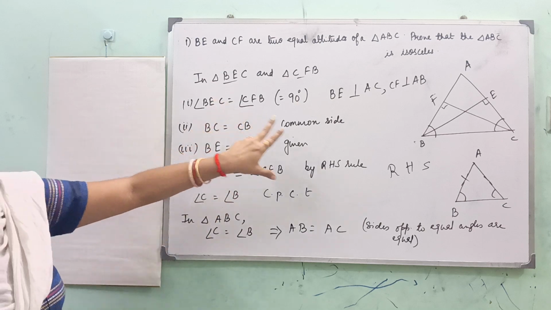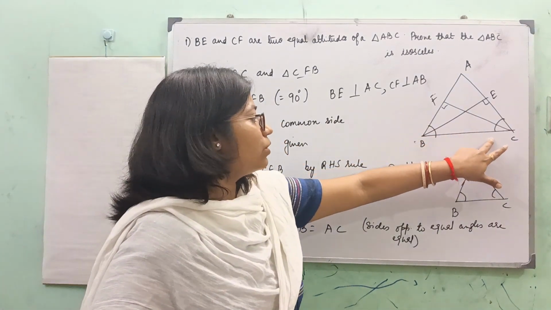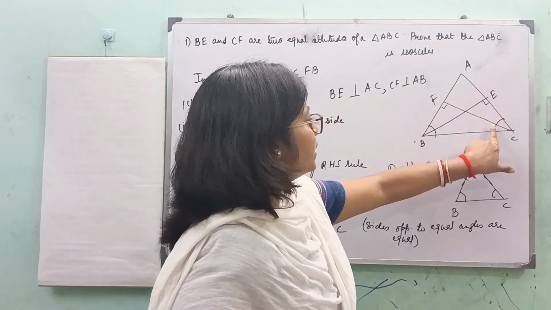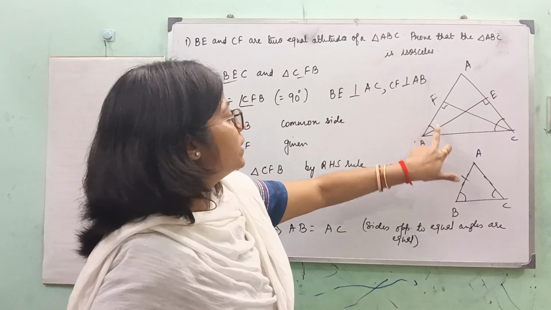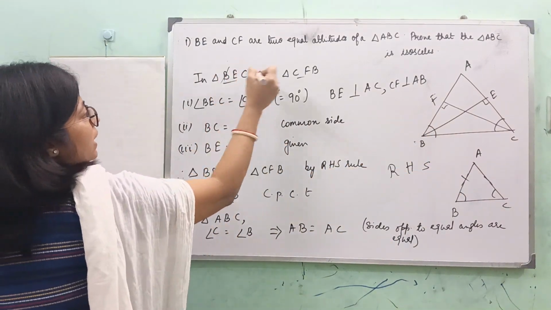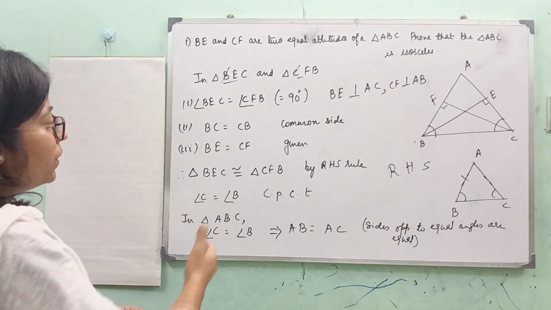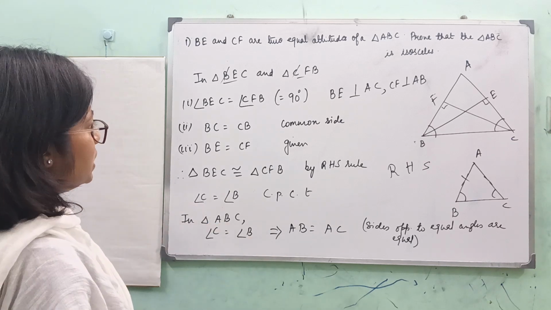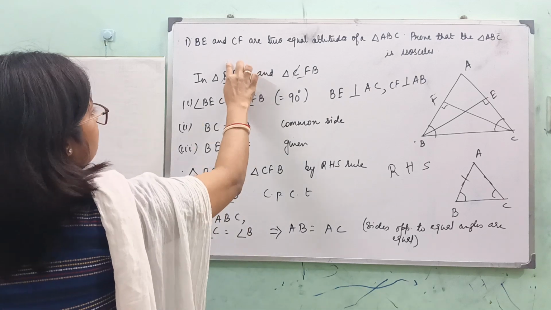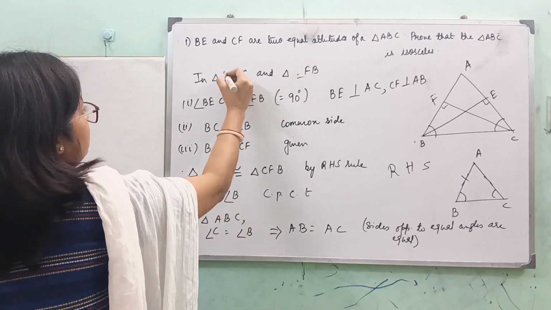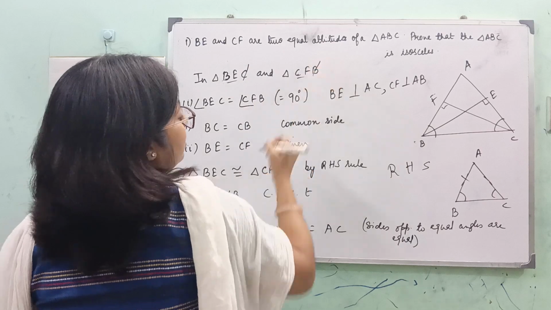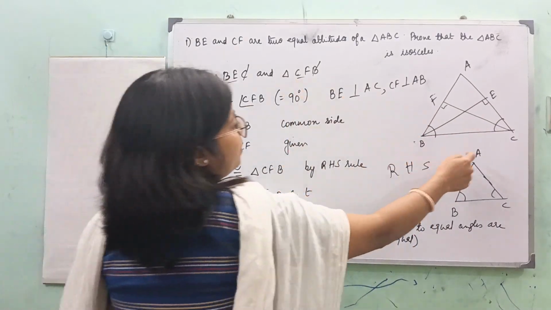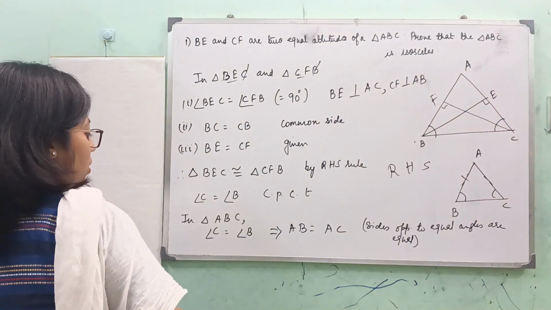So in triangle ABC, we were dealing with these two triangles. Now using the CPCT part of this, angle C and angle B are the same. From triangle BEC we have proved angle C, and from triangle CFB we have proved angle B, and they are equal. Why? Because B and C are the corresponding angles, and for congruent triangles, the corresponding angles are equal. So angle C is equal to angle B, that is with CPCT. The angle C from BEC, and the angle B from CFB, are equal.